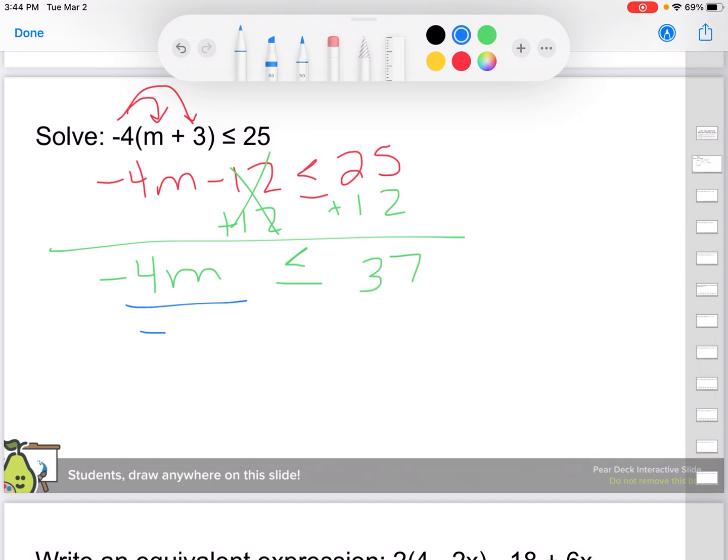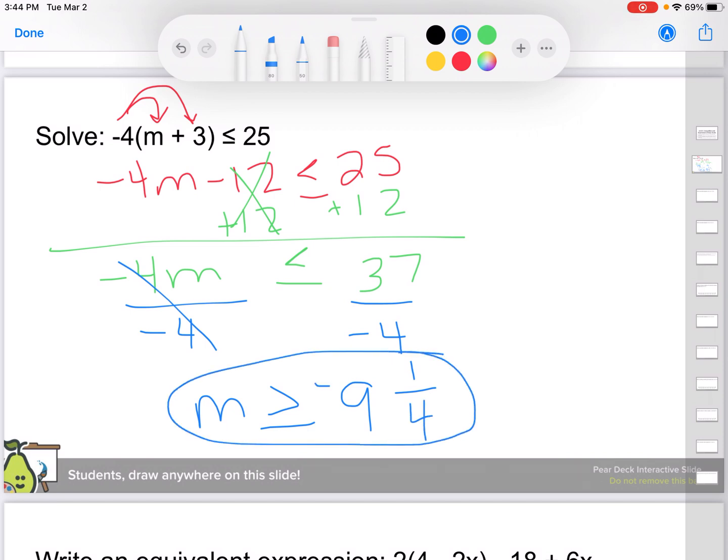Then you're going to divide by -4. Now when I divide by that negative, I have to flip the direction of my inequality. So 4 goes into 36 9 times with 1/4 left over. A positive divided by a negative is going to make me a negative. So m has to be greater than or equal to -9 1/4.